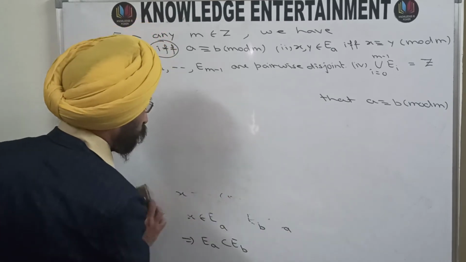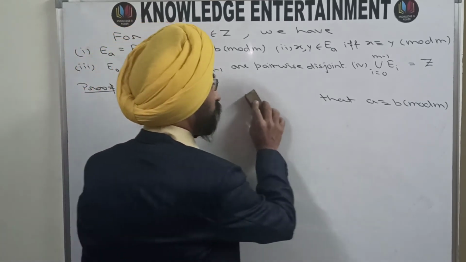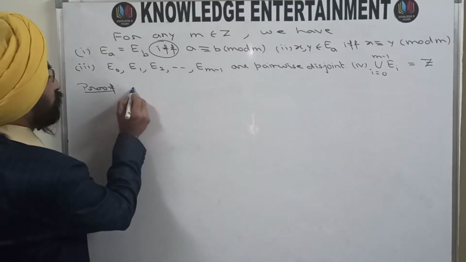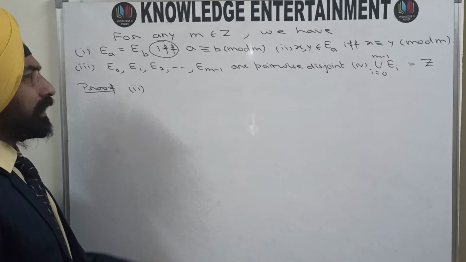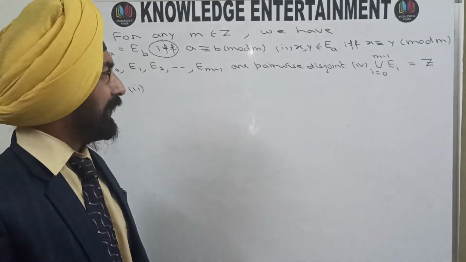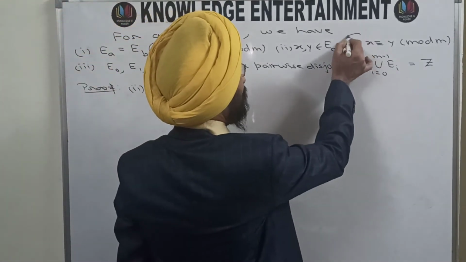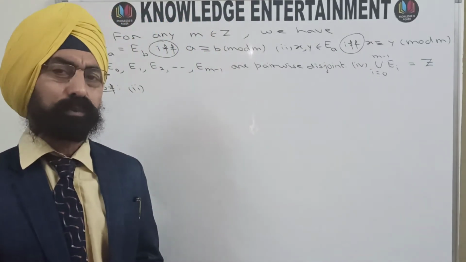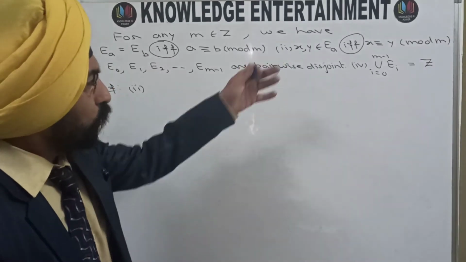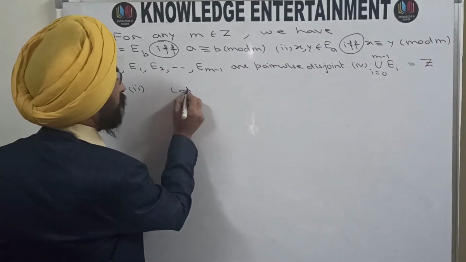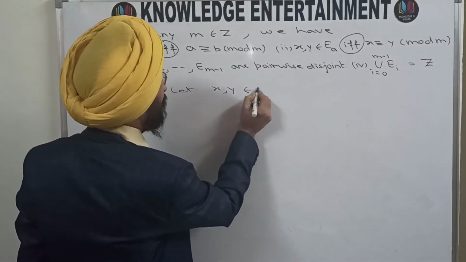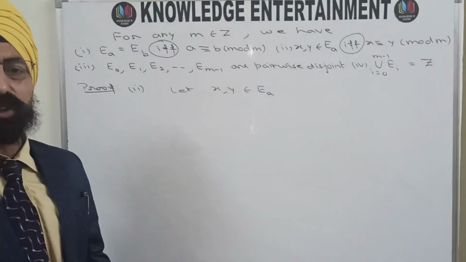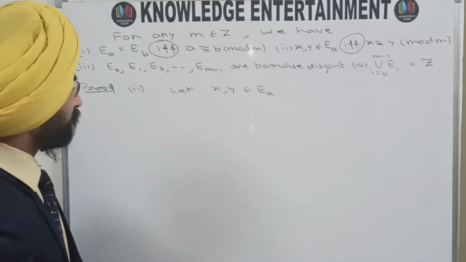Now we will move on to the second part of this theorem, or you can say property. In the second part, x, y belong to EA if and only if x is congruent to y modulo m. Once again we have if and only if, so a direct proof as well as a converse proof is needed. Suppose x and y are in EA. What you have to show is that x is congruent to y modulo m, and the proof is very easy.